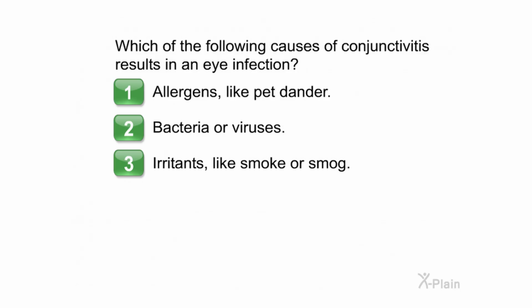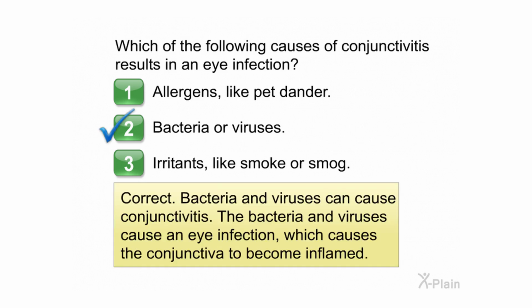Which of the following causes of conjunctivitis results in an eye infection? Choose one of the following. 1. Allergens like pet dander. 2. Bacteria or viruses. 3. Irritants like smoke or smog. Correct. Bacteria and viruses can cause conjunctivitis. The bacteria and viruses cause an eye infection, which causes the conjunctiva to become inflamed.